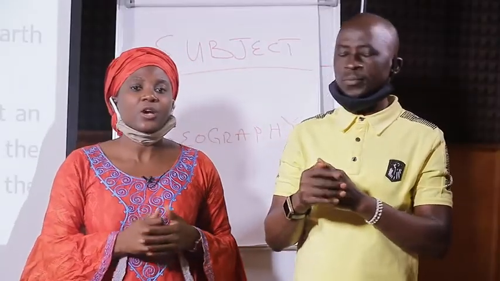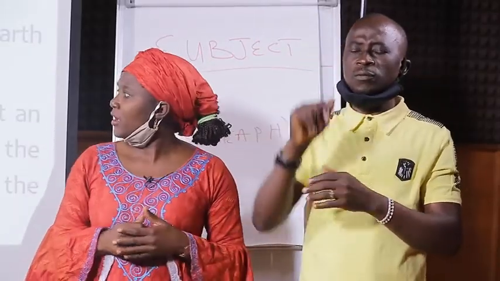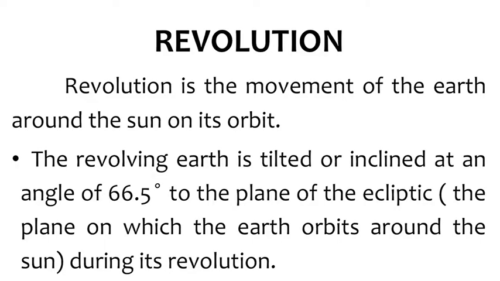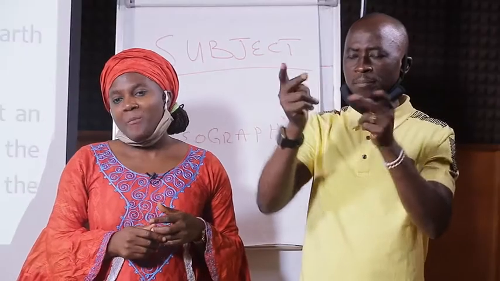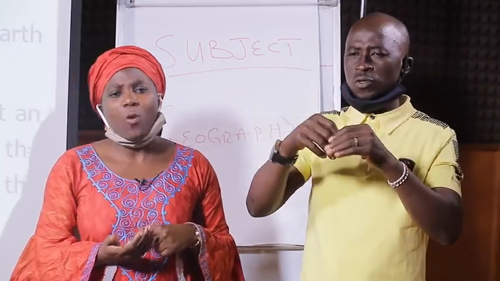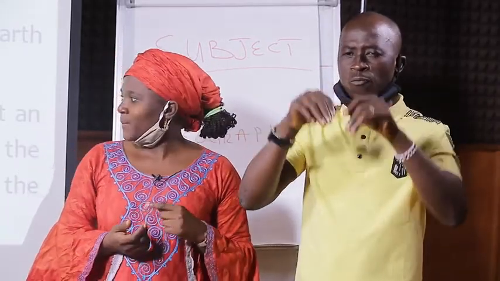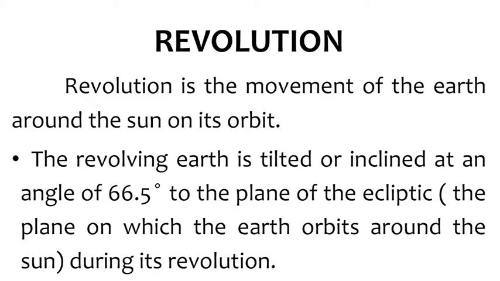Now, we look at the second movement, which is revolution. What is revolution? Revolution is the movement of the Earth around the sun on its orbit. Remember, rotation is when the Earth moves on its axis, while revolution is when the Earth moves on its orbit. Revolution of the Earth happens when the revolving Earth is tilted or inclined at an angle of 66.5 degrees to the plane of the ecliptic.